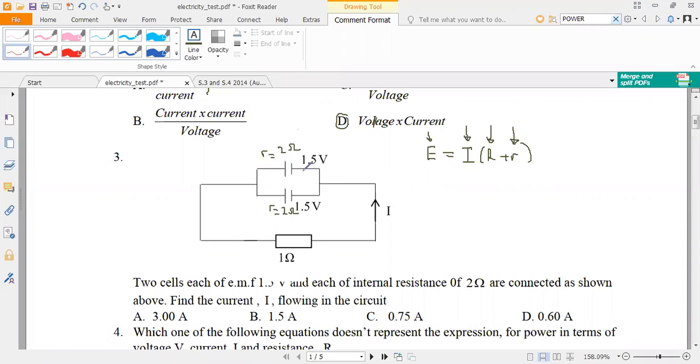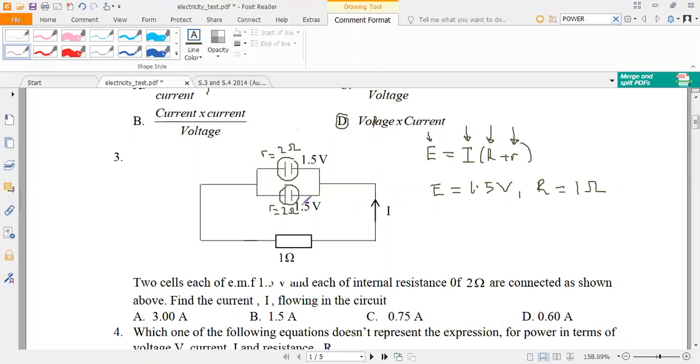So when cells are arranged in parallel, like in this case, the PD, or what you can call the voltage that is used, is only the voltage of one cell. So meaning that in this kind of arrangement, the value of E that will be utilized will be for only one cell, which is 1.5 volts. So the resistor, which is the external resistor that we have, capital R, is 1 ohm.